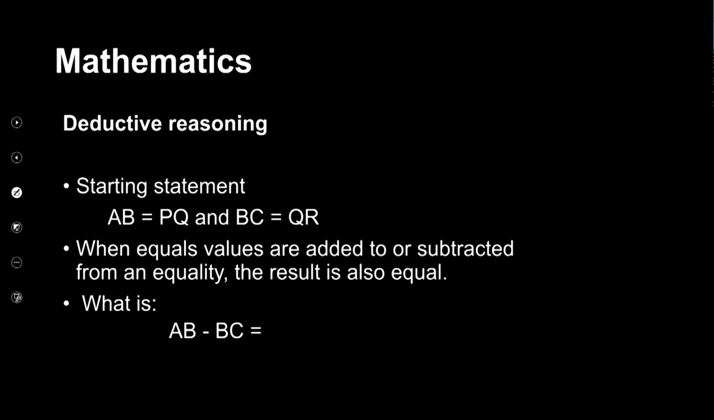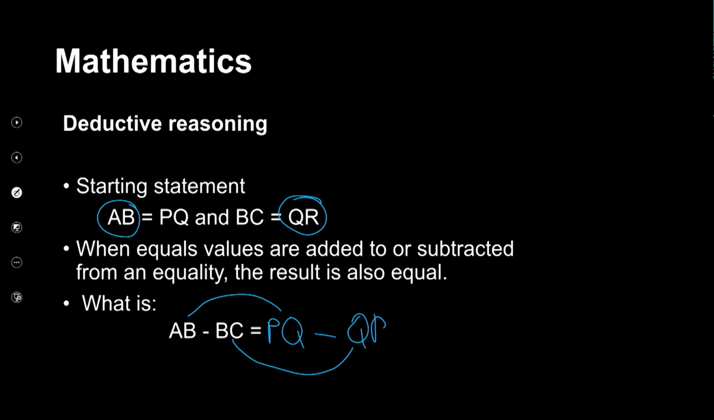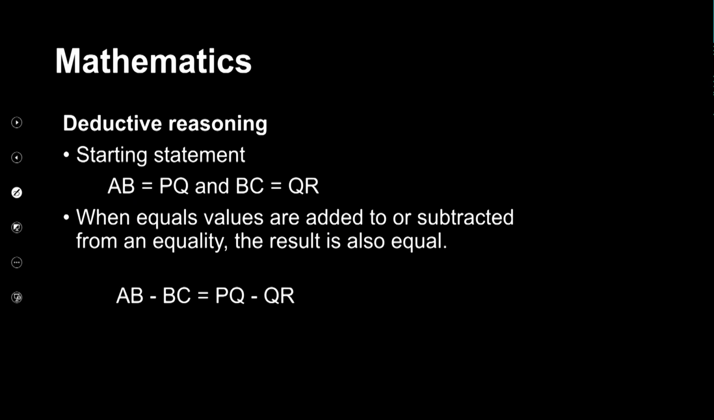Now also, since I know what AB is, which is my PQ, I'm subtracting, right? Because this must link with that. I am subtracting BC, which I also know that this is QR. So it means this can be the same as PQ minus QR. And then that's how it will therefore become.